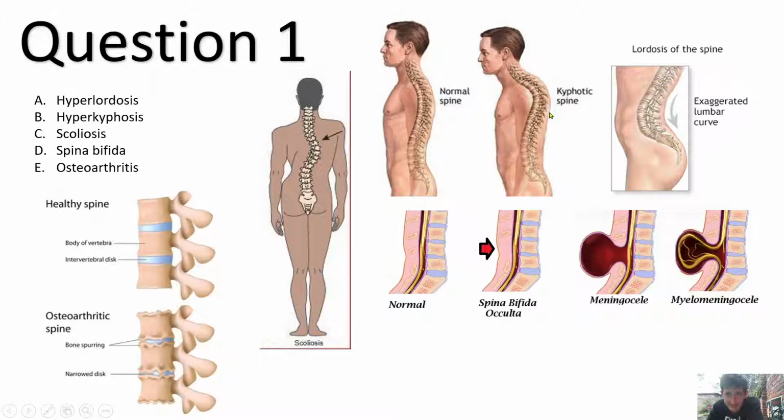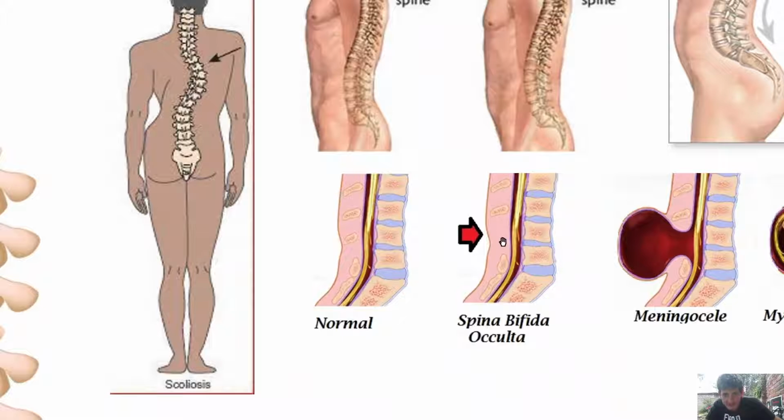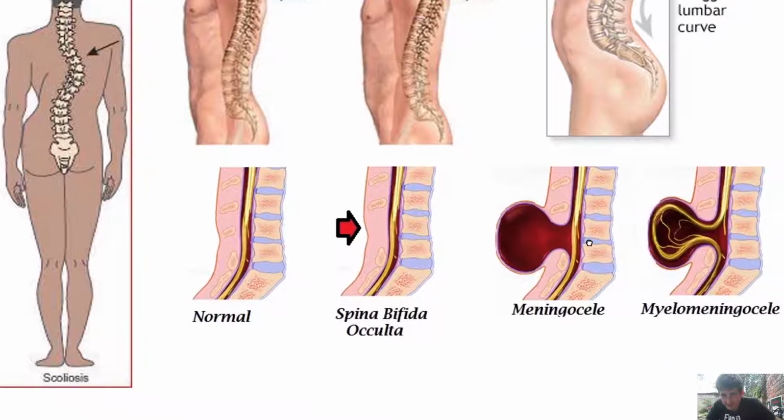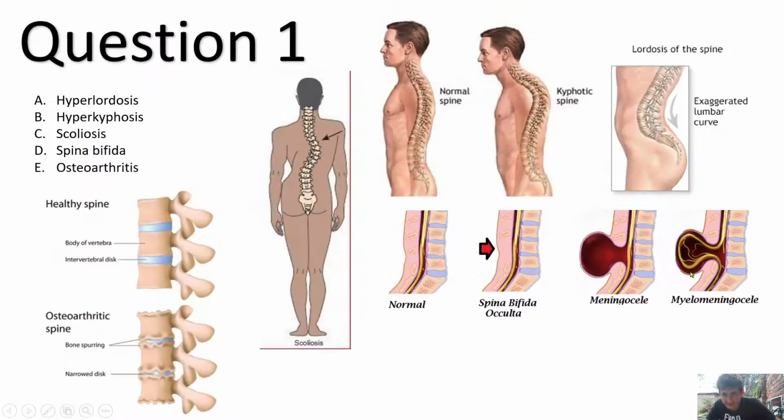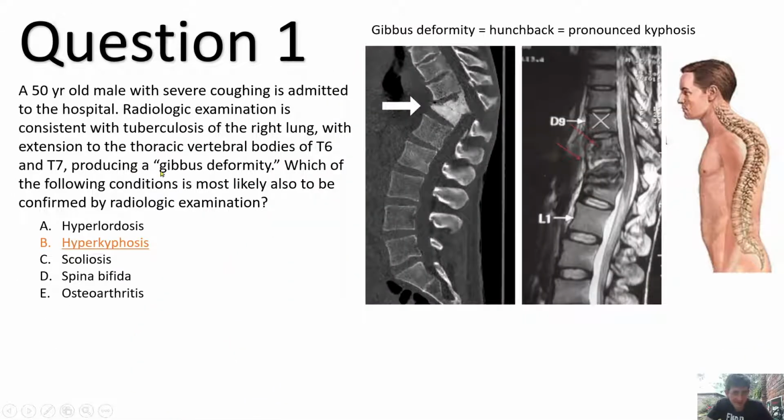Hyperkyphosis was our answer. We see that here. Scoliosis, lateral curvature of the spine. Spina bifida, I have no clue. Oh yeah, what's going on here? We're missing a spinous process, but I don't know why. But that's like a more minor form. Then you have these other forms of this. And then osteoarthritis. You know, we can see bone spurring, narrow disc. But yeah, the only one that's going to cause this gibbous deformity, which we need to know what that means, is going to be our hyperkyphosis, right?